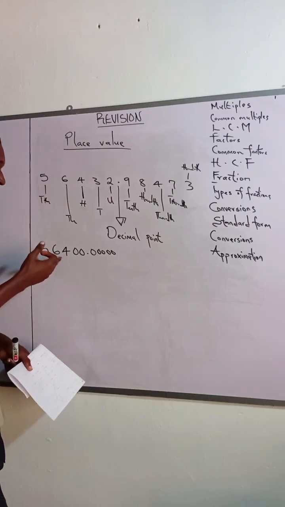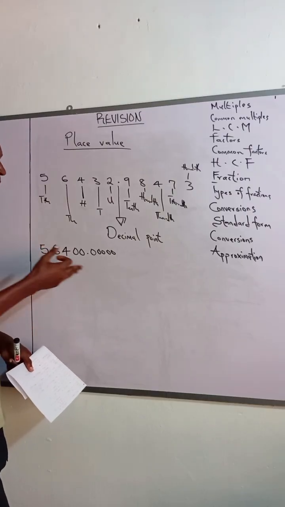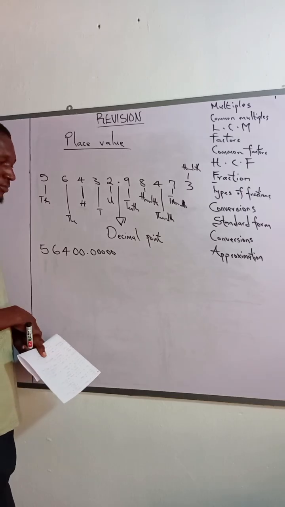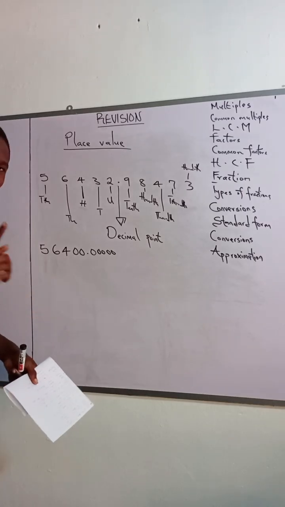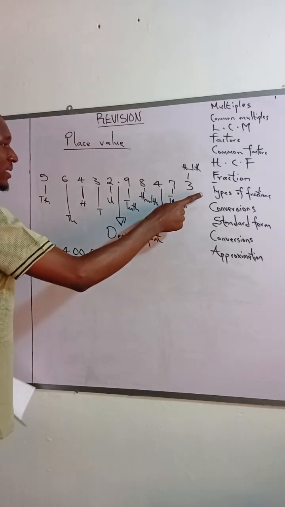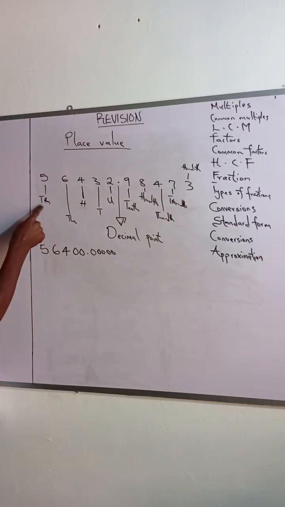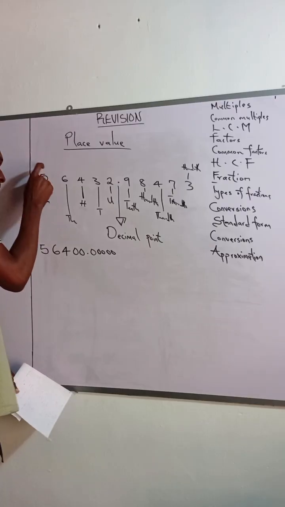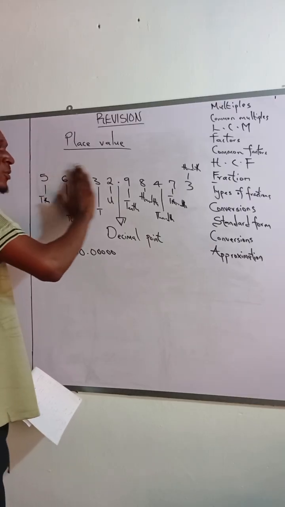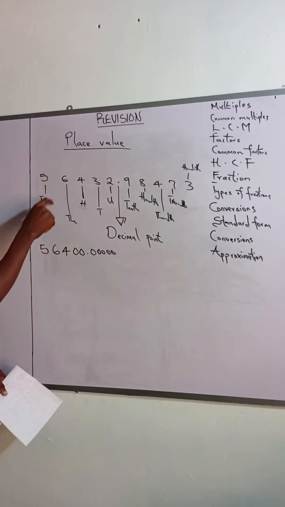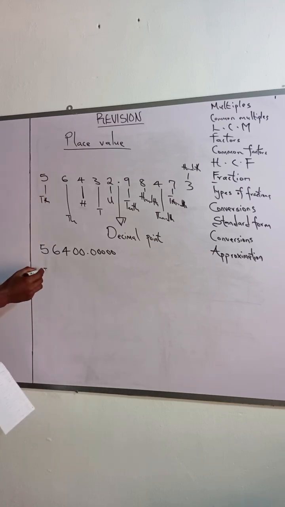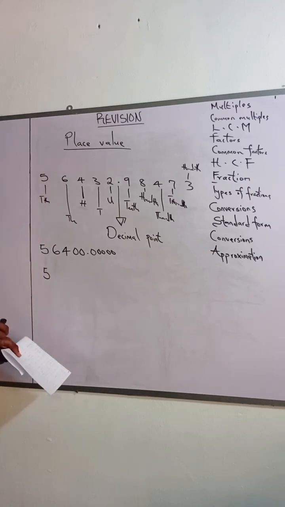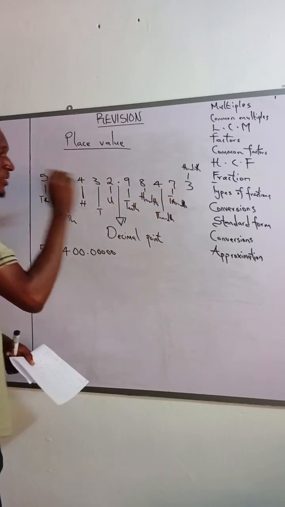So you have 56,400. So if I should ask you to approximate to the nearest 10,000, where is our 10,000? This is our 10,000 here. Are you seeing it? That means this is the only number I'm going to write. All the remaining numbers will be turned into 0. This is going to be the first and the last number I will write. Therefore, it's going to be what? 5.